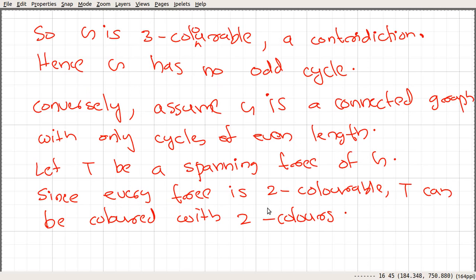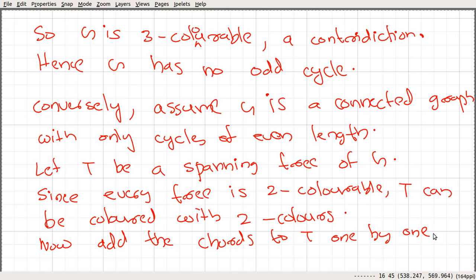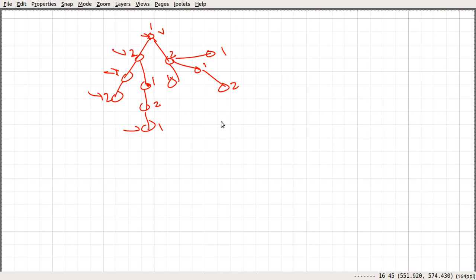So the next part we are going to do is add back the chords into this tree until we get our original graph. So now add the chords to T one by one until we get our original graph G. And since G has no odd cycle, every cycle is even, the end vertices of each chord get different colors, and that's what we can see from here.